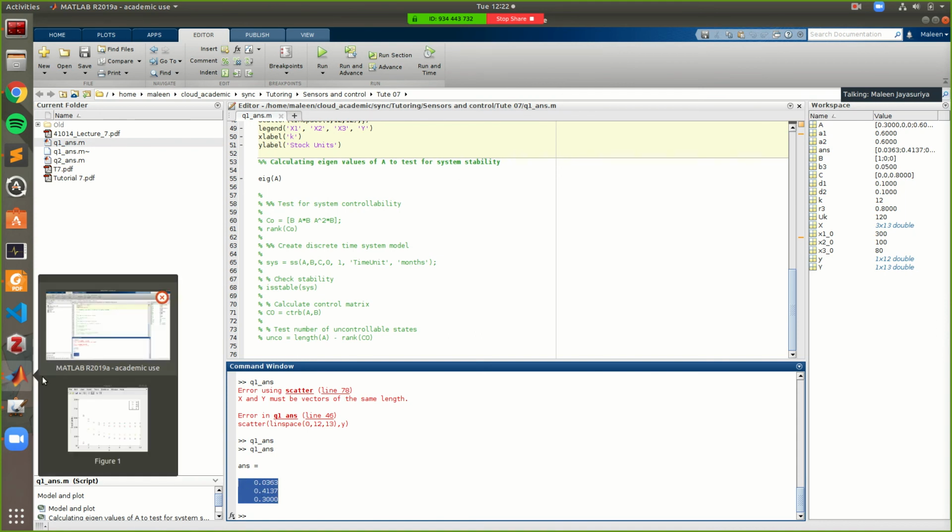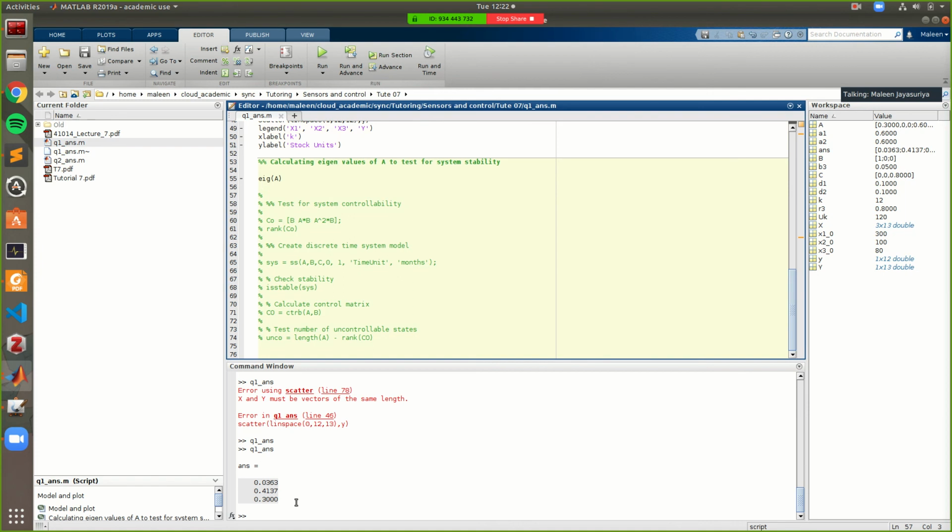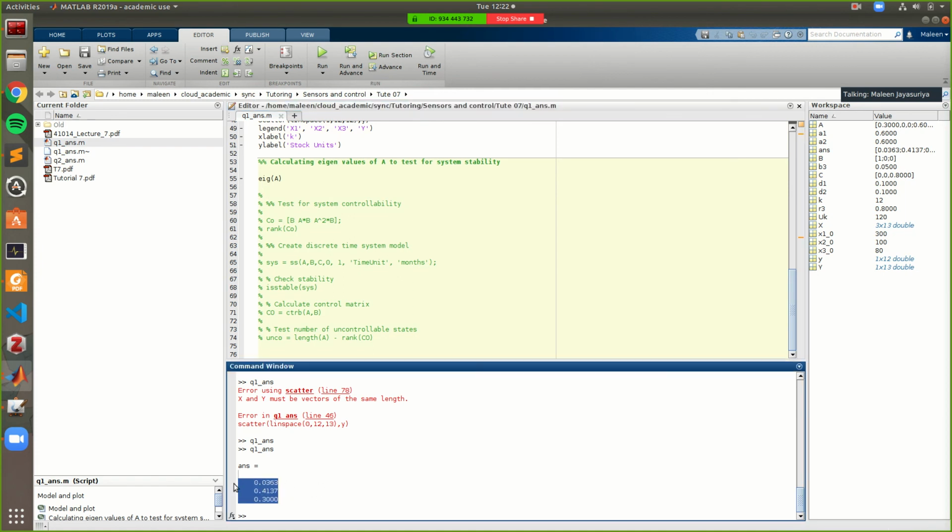Which confirms that this system is stable, which we kind of had a feeling about just by looking at this graph. But if you look at the eigenvalues, you can confirm that they are stable, because they're inside the unit circle, or their magnitudes are less than 1.